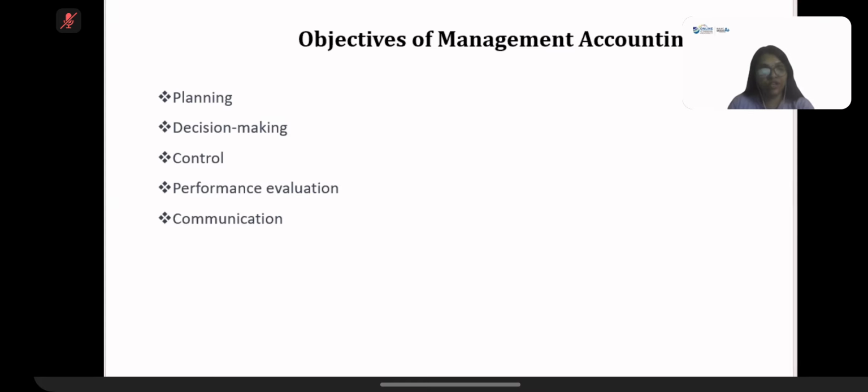Then comes your decision making. Management accounting provides financial information to the management that enables them to make informed decisions. It provides information about cost, revenues, profitability of different products, services, activities, so that management can identify the opportunities, make decisions that maximize profit, minimize the cost.